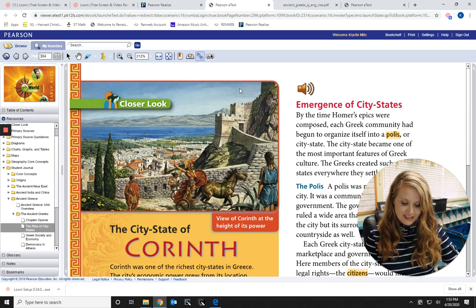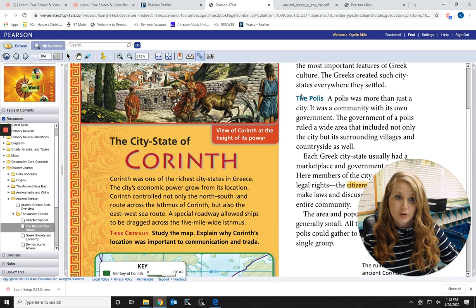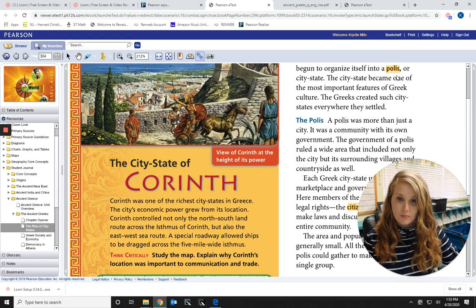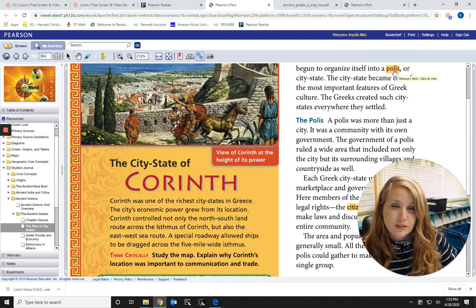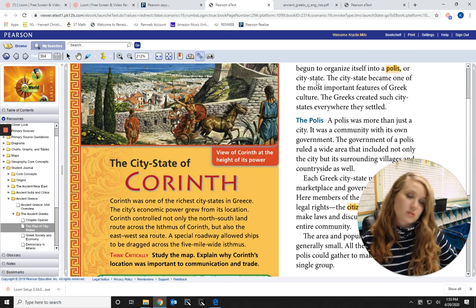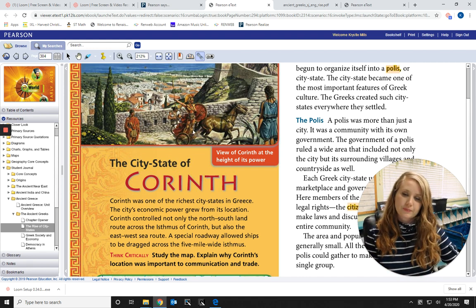All right, now this next section, it says the emergence of city-states is our title here. We're going to learn about the polis, and we can see now some of our key terms are starting to pop up. So if we aren't familiar with those key terms, we could just glance at the text real quickly. We see that polis is a city-state. So that helps us gain that understanding before we start reading the text.